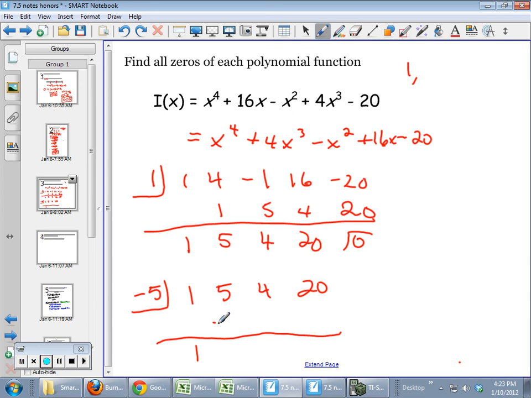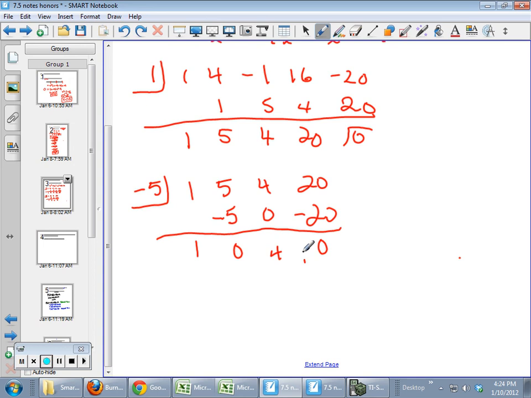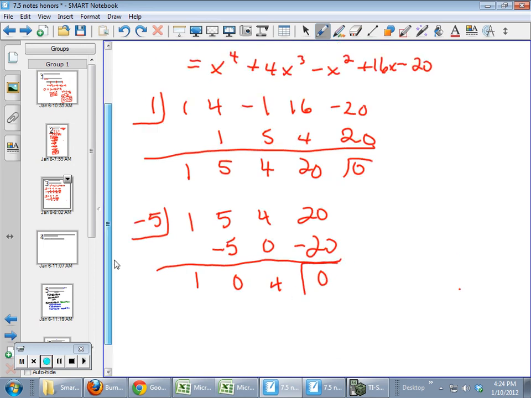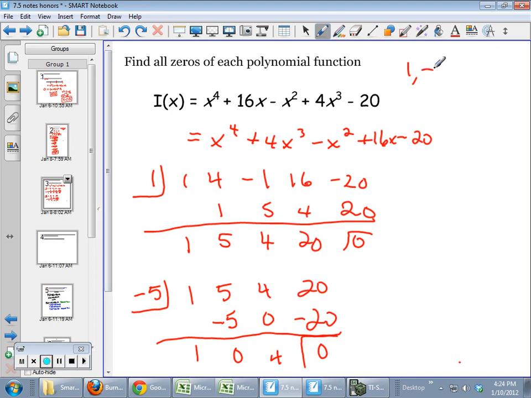Okay, so drop down the 1. Negative 5 times 1 is negative 5. Add these, we get a 0. Negative 5 times 0 is 0. Add these, we get a 4. Negative 5 times 4 is negative 20. Add those, we get a 0. And so that's also very good. That tells us that the remainder is 0. So negative 5 is also one of our zeros.